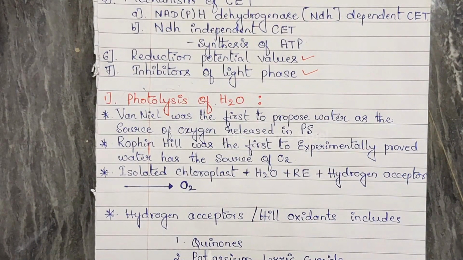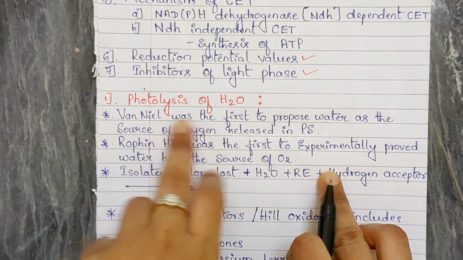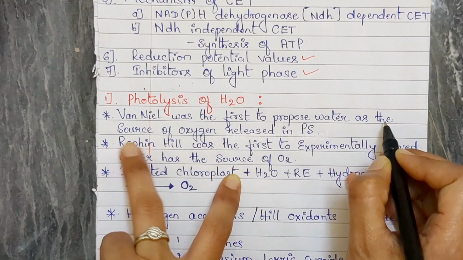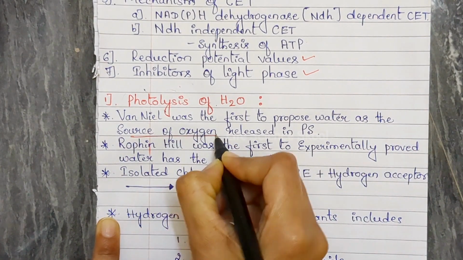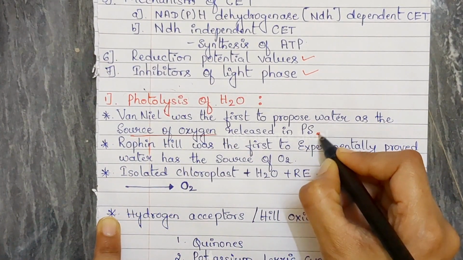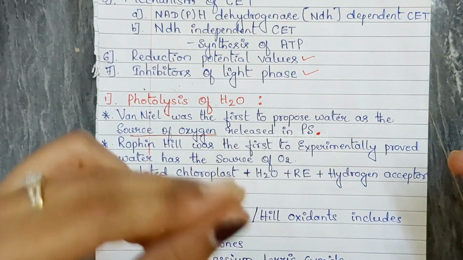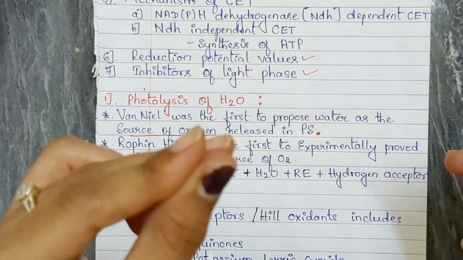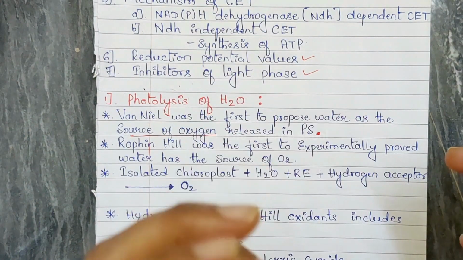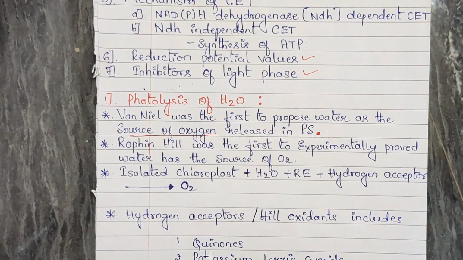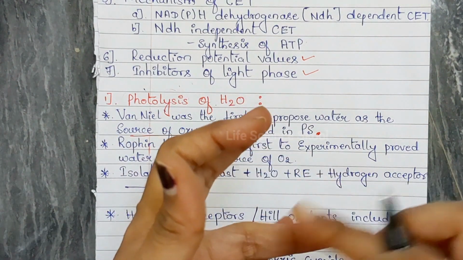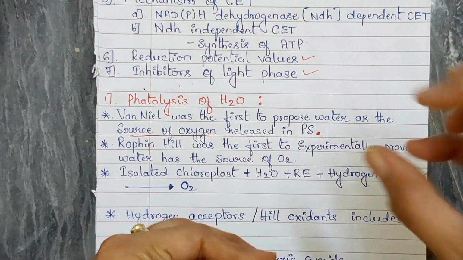There is a scientist called Van Niel, who was the first to propose water as the source of oxygen released in photosynthesis. When photosynthesis occurs, water releases the oxygen. By photosynthesis we know that it absorbs carbon dioxide, water and sunlight and releases oxygen.